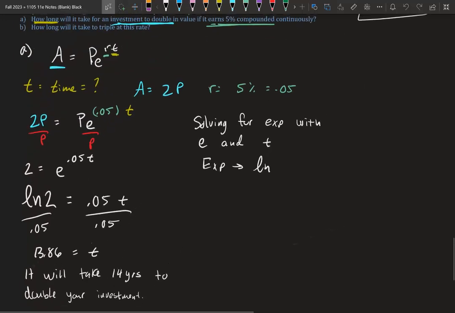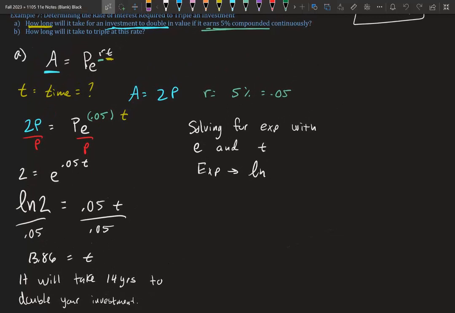Now we want to know, how long is it going to take to triple? So we set this up very similarly. Instead of doubling, we're just tripling whatever we throw down. So instead of 2P, since we want to triple, our A is going to be 3 times our principal, our investment, because we want to know how long it is going to take to triple what we throw down. What you throw down represents P. A is the answer to how much money you get. So our A is going to stand for 3P.